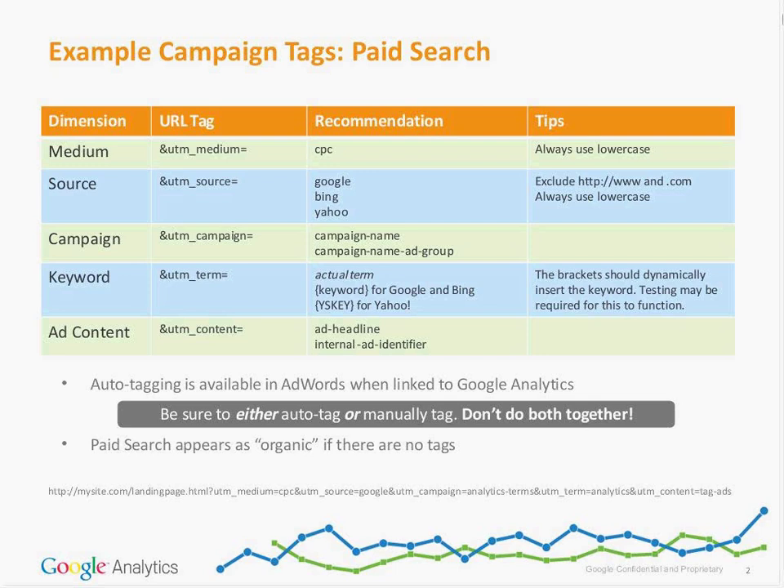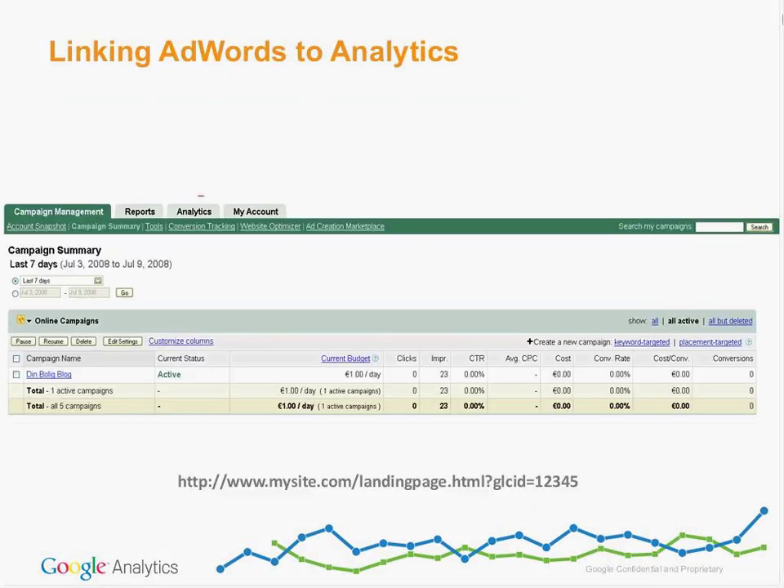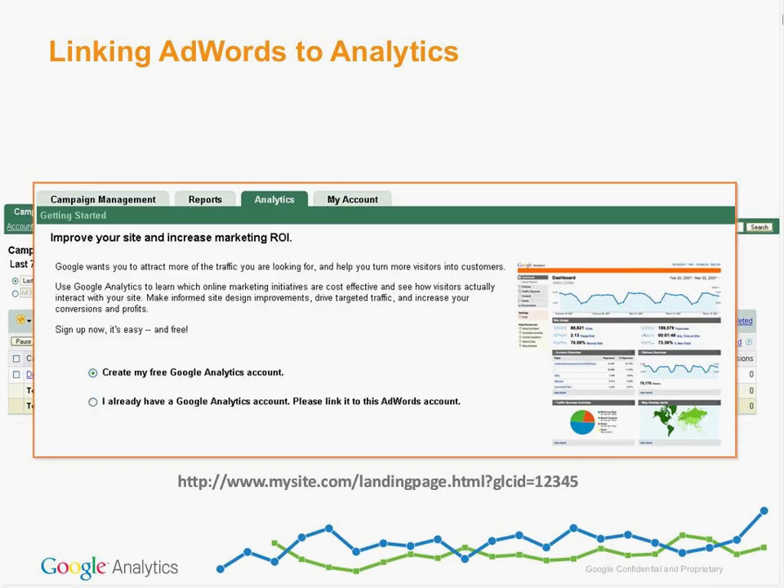On the next slide, you'll see an Analytics tab within your AdWords account. By clicking on that, you'll be brought to a menu. If you aren't already linked, you'll be brought to a menu that allows you to either create a free Analytics account directly from AdWords, or if you already have an Analytics account, you can link it from there. It's possible that your AdWords account is already linked to your Analytics account properly. It's also possible that it's linked to an old Analytics account that you no longer use, or to the wrong Analytics account, one of the other ones that you might manage.